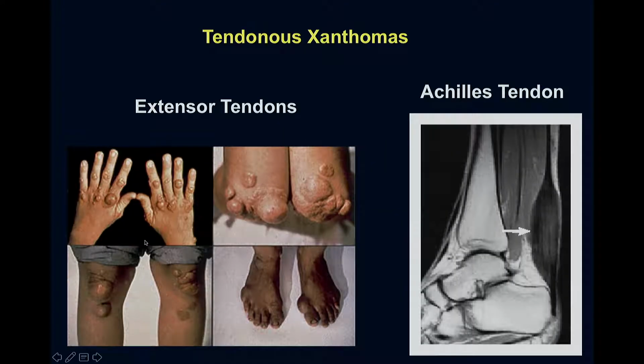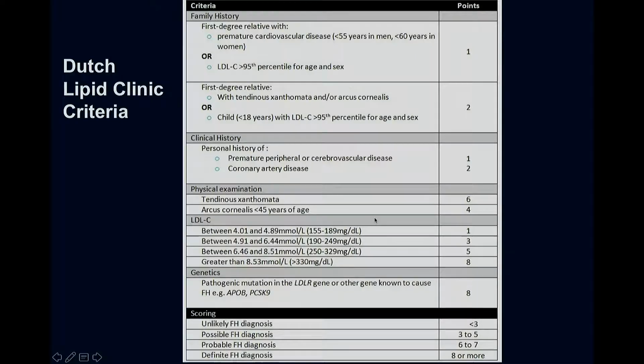Here's an example of those tendinous xanthomas. So these are on the tendinous surfaces. They are occurring. One place that can happen is the Achilles tendon, as shown here. A thickened Achilles tendon would be an example of that.